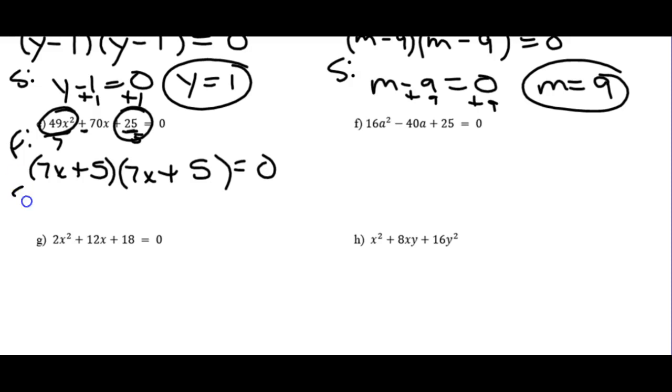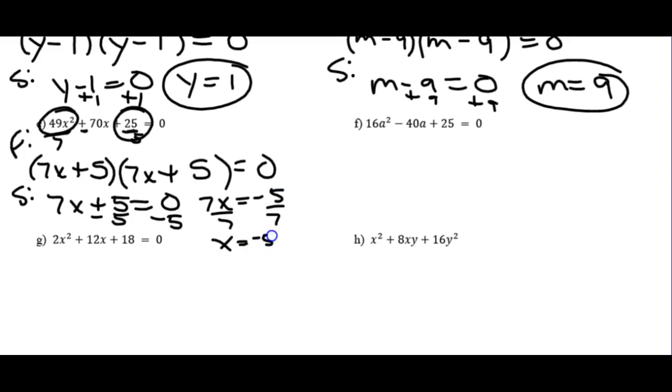Now the solving for this one can get a little bit more complicated because I have to do a two-step. So this might be a problem where you do have to show your work, where maybe on the ones above you don't. So 7x is equal to negative 5, divided by 7. x is equal to negative 5/7.